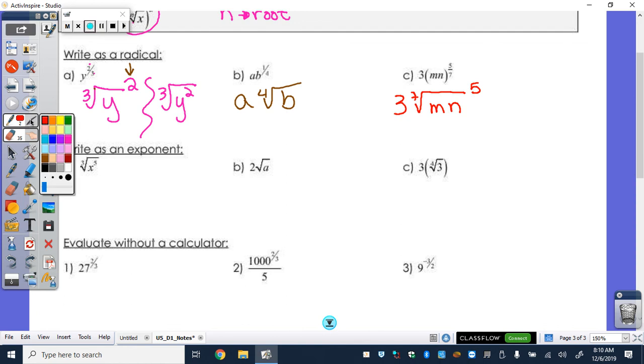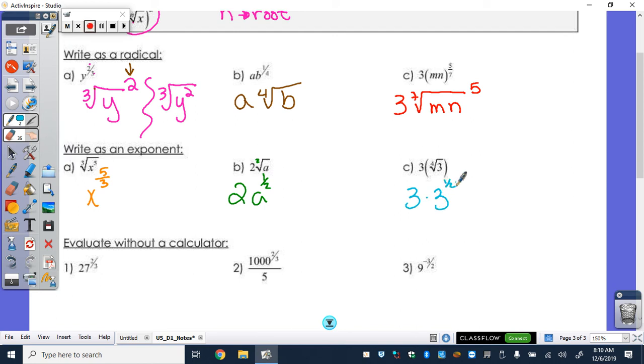And then these ones we're going to go the other way, so we're going to write them with the fractional exponent. That becomes x to the 5/3, power over root. Remember, the root here is a 2. If there's no number written there, it's a 2. And then our power is a 1 there. And then this one would be 3 times 3 to the 1/4 power. Following our multiplication rules, an exponent of 1 plus 1/4 would be 5/4. So 3 to the 5/4 for that one.